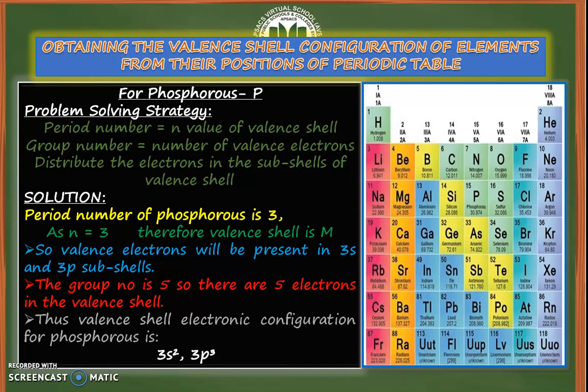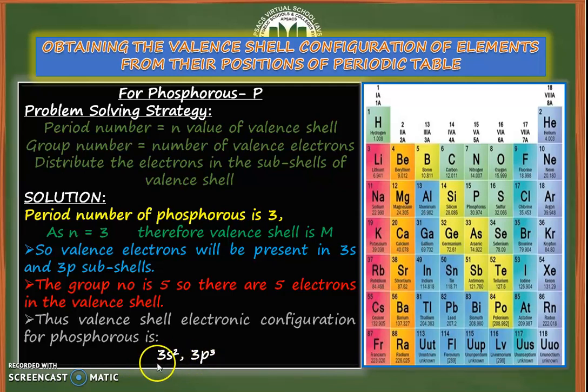Now, our second step is to find out its group number. So, you can see from periodic table that the phosphorus belongs to group 5A. So, there are 5 electrons in valence shell. Thus, the electronic configuration for phosphorus becomes 3s2 and 3p3. This is the valence shell electronic configuration for phosphorus.